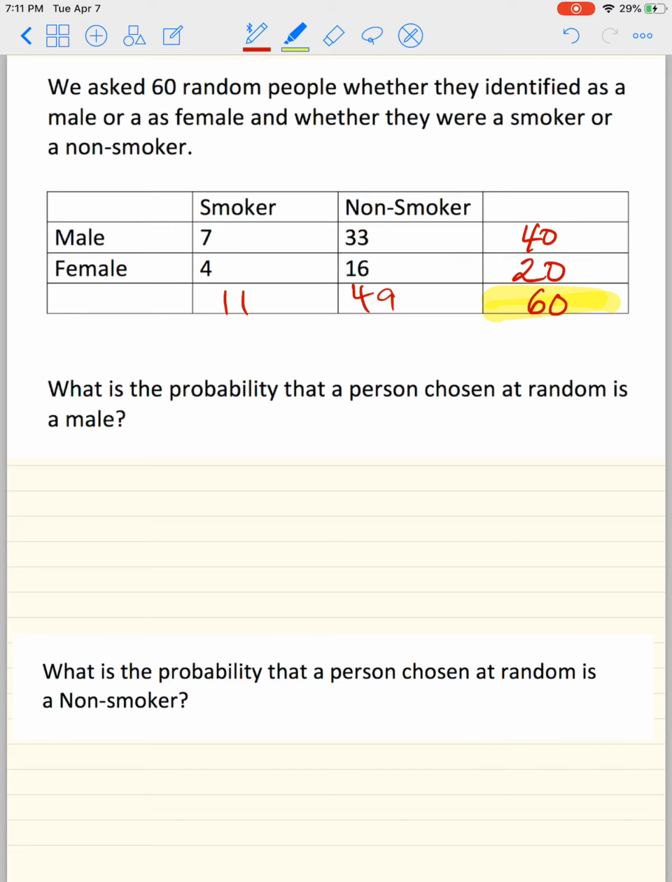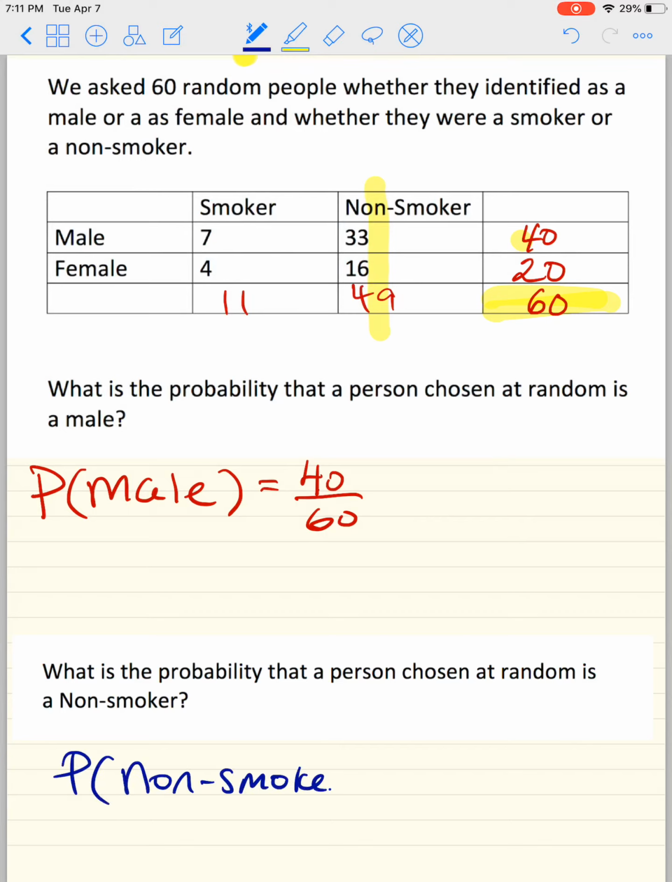In this problem, I ask, what is the probability that a person chosen at random is a male? Just remind yourself that you have to use notation. So the probability of a male is just 40 out of 60, or 2/3, but we're going to keep it as 40 out of 60. That was very simple. In the next problem, I ask, what is the probability that a person chosen at random is a non-smoker? So what's the chances that you're going to choose someone that's a non-smoker? The probability of non-smoker is just going to be 49 out of the total.